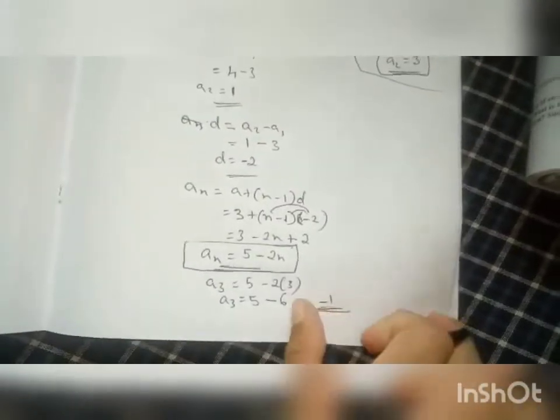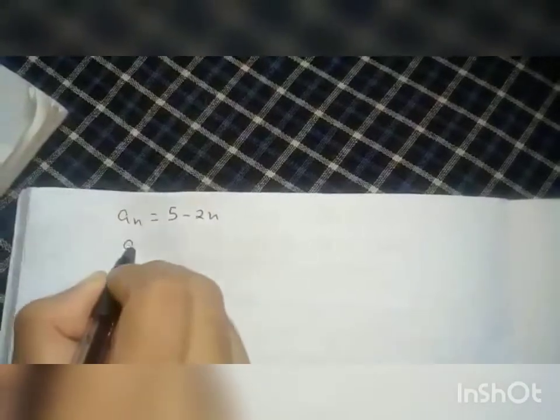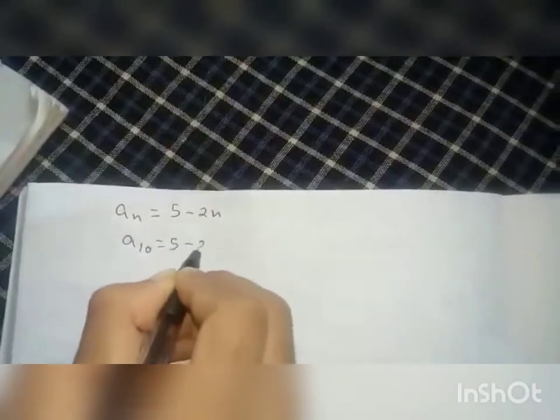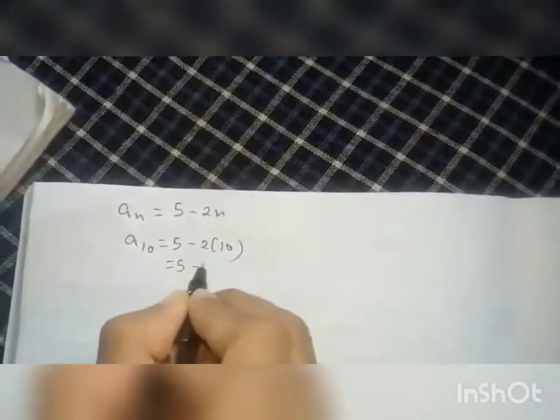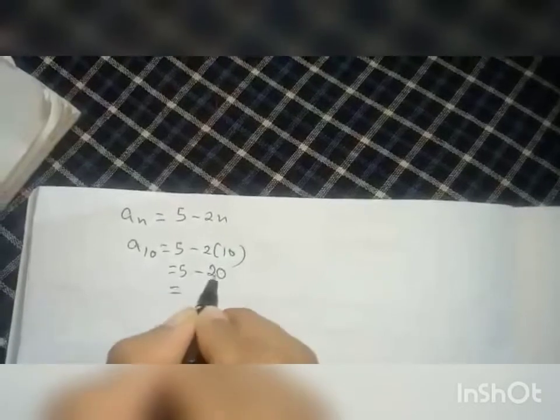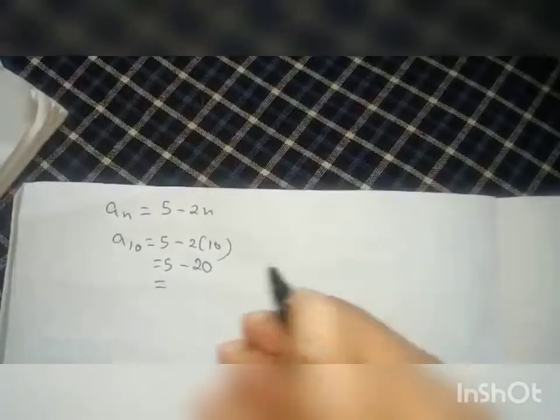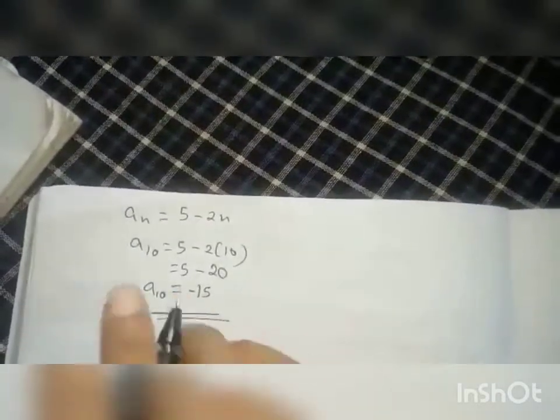Same way A10. Substitute in the place of n, 10. So A10 is equal to 5 minus 2 into 10. That is 5 minus 2 tens are 20. So what is it? Subtract the numbers. 20 minus 5 is 15, and the greater number has sign minus. So A10 is equal to 15. So we found all the required terms.